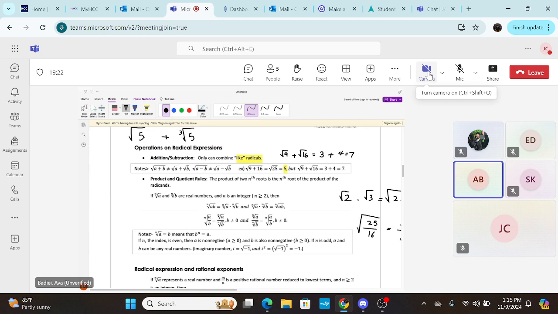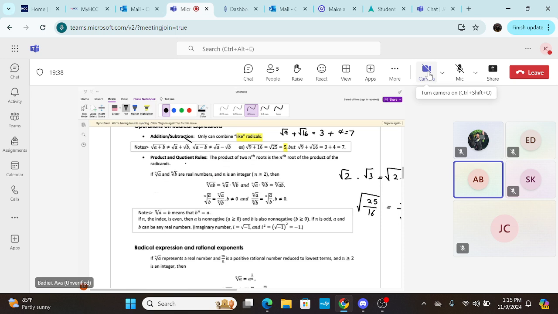If they are like radicals, then you're just going to add or subtract their coefficients, or those numbers in front of them. That will be your answer. You can't break big radicals into smaller ones or the opposite of it. It's not going to work. With multiplication and division, you can do whatever you want as long as you have the same index. You can write them as two separate radicals, or you can actually write them as one radical.